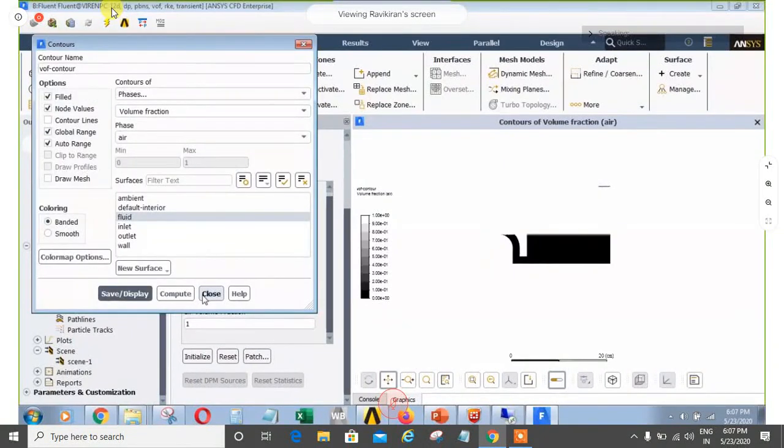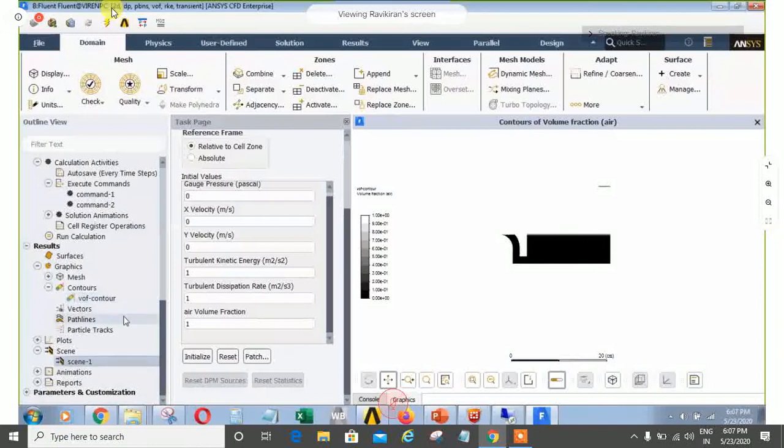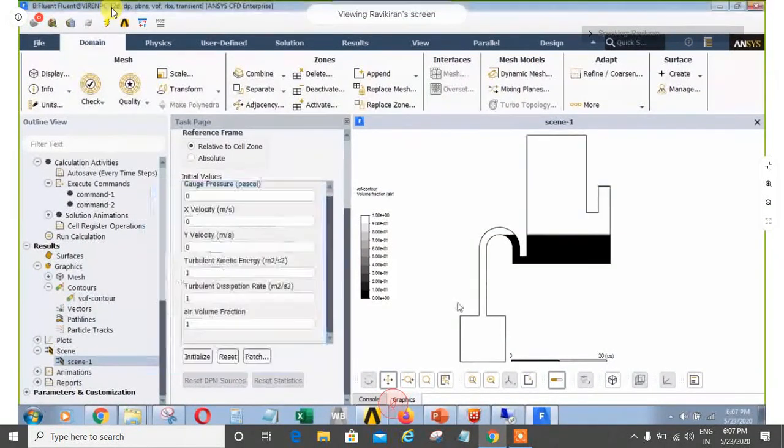As you can see here, we have patched the air here. The black portion is nothing but the air as 0, and the white portion is nothing but the air as 1. So now we are opting for the run calculation here.